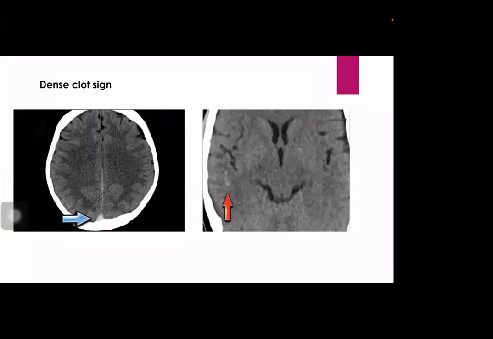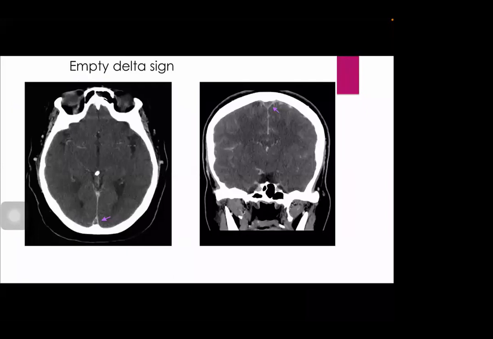Here, on a non-contrast axial CT section, you can see this hyperdense region inside the superior sagittal sinus, which indicates an acute thrombus. Here you can see the dense clot sign inside a cortical vessel. It is actually linear or cord-like, sometimes referred to as the cord sign. On contrast-enhanced CT scan, you will see the empty delta sign. Normally there should be filling of the superior sagittal sinus on a contrast-enhanced scan, while here you can see a filling defect, which indicates the empty delta sign.